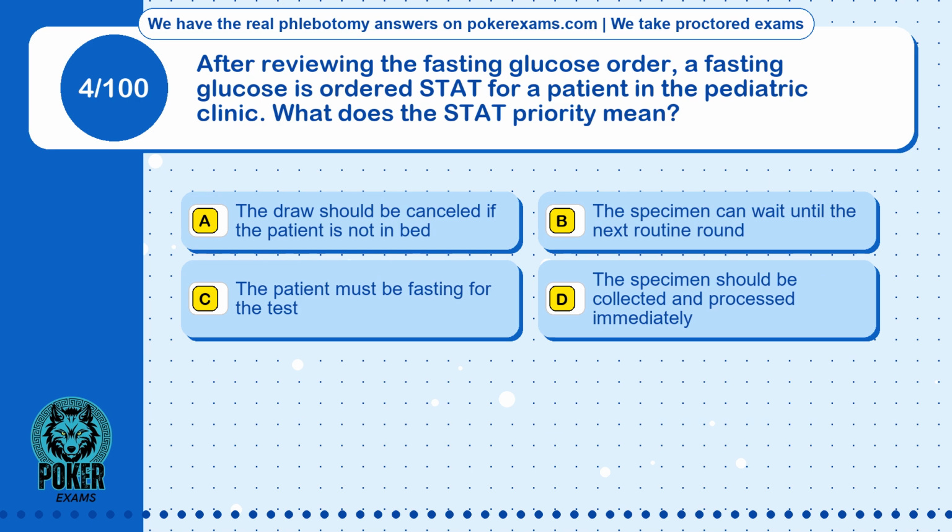Question 4. After reviewing the fasting glucose order, a fasting glucose is ordered stat for a patient in the pediatric clinic. What does the stat priority mean? Option A. The draw should be cancelled if the patient is not in bed. Option B. The specimen can wait until the next routine round. Option C. The patient must be fasting for the test. Option D. The specimen should be collected and processed immediately.